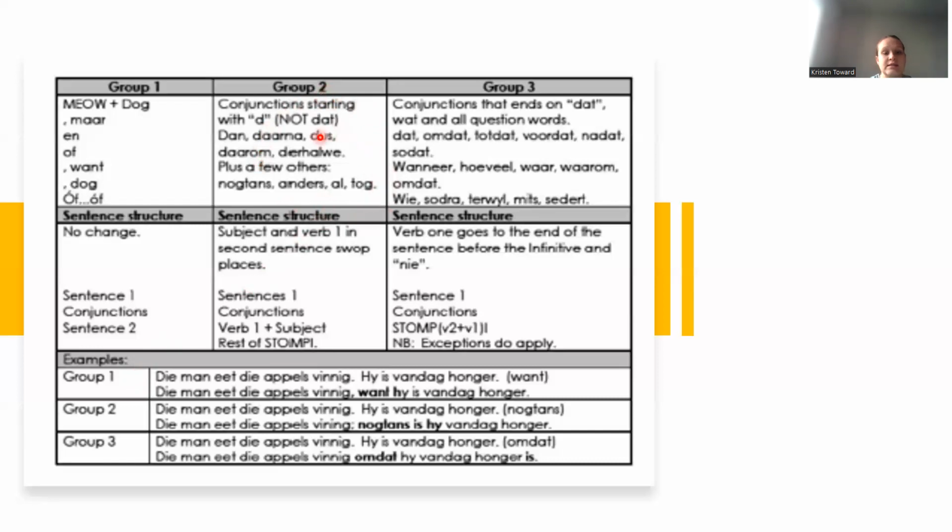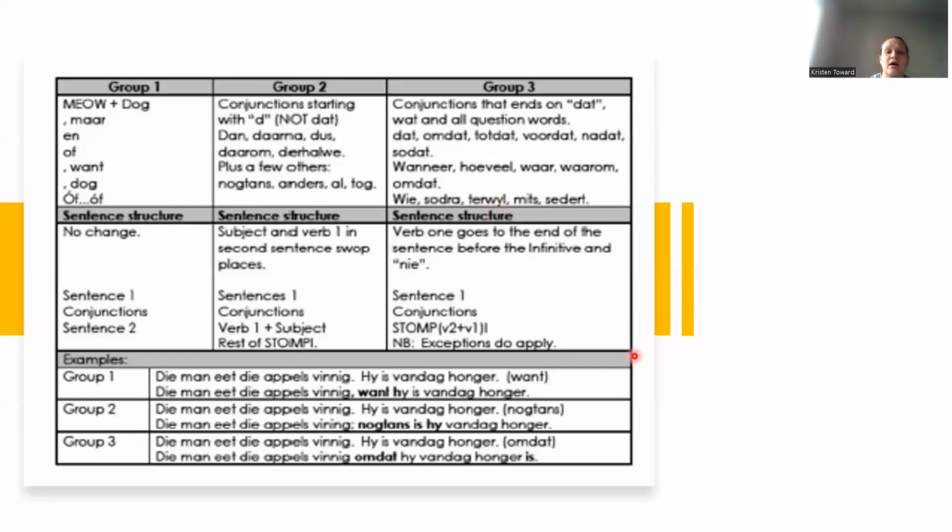For group 2, it's in the middle column. So the subject and verb 1 in the second sentence swap places. So sentence 1, conjunction, verb 1, subject, and the rest of sentence 2. The way I like to remember it is group 2 is the middle column, so our verb 1 has to go to the middle of the sentence. The example for group 2: die man eet die appels vinnig, hy is vandag honger, nogtans. Die man eet die appels vinnig, nogtans is hy vandag honger.